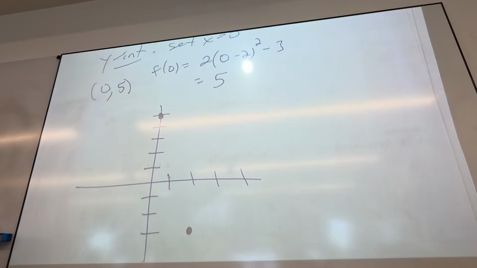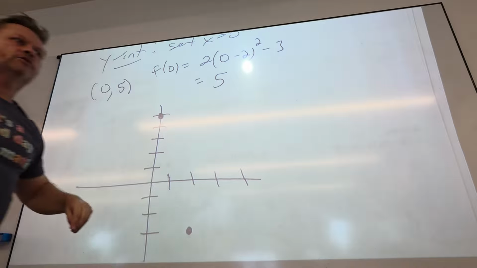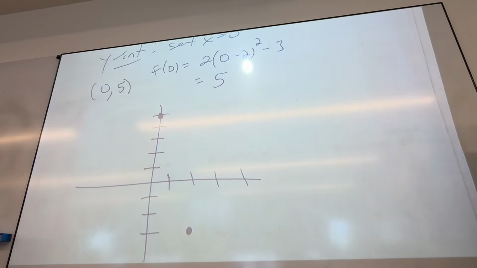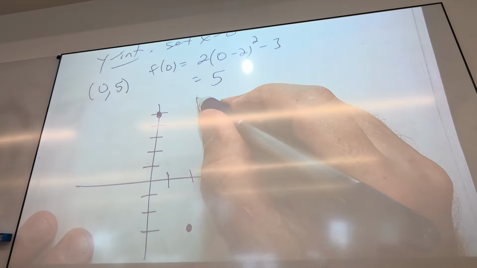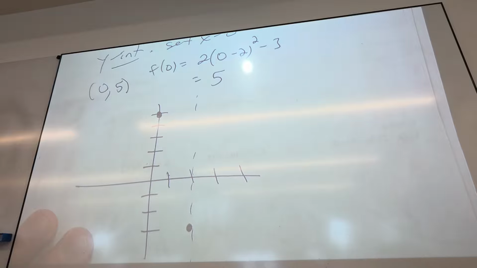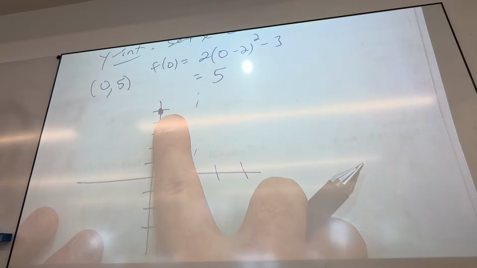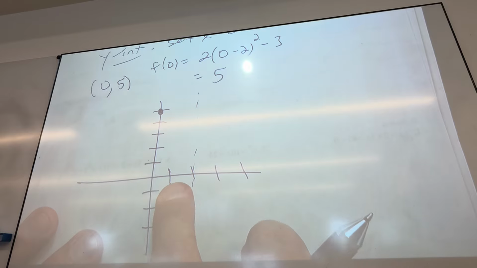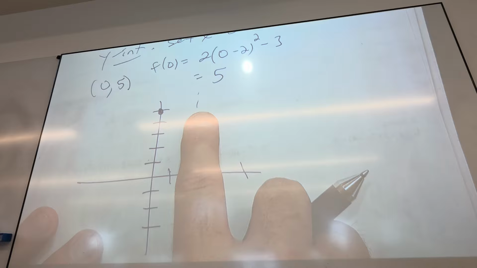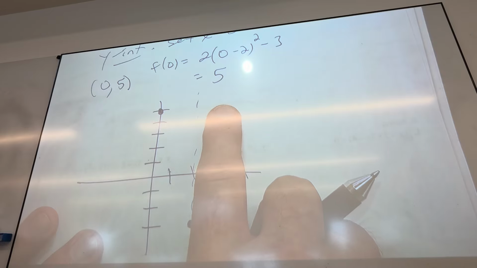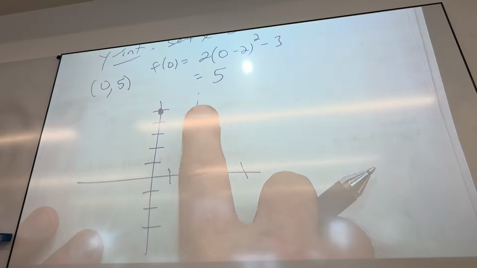Straight down through the vertex, right? Straight down through the vertex, yes? That's the mirror. So if that's the mirror, where is the reflection point for this guy? Where's the reflection point for this guy? How far from the mirror is he? 2 steps away, yes? So then where's the reflection? 2 more steps in, right? 2 from the mirror on the other side.